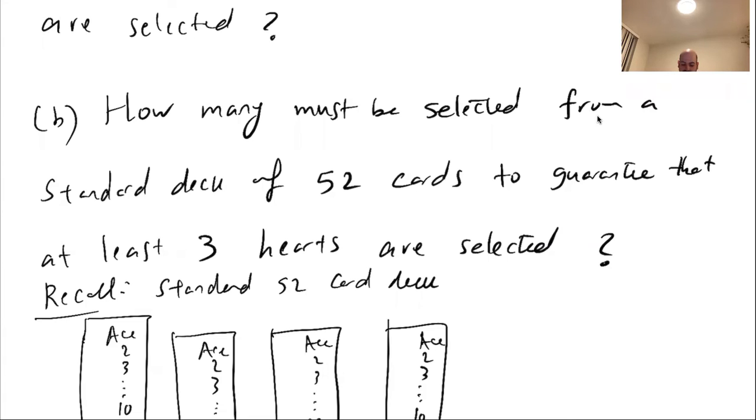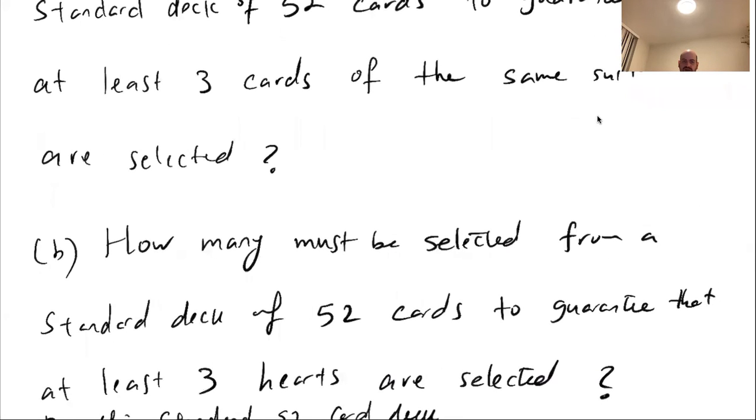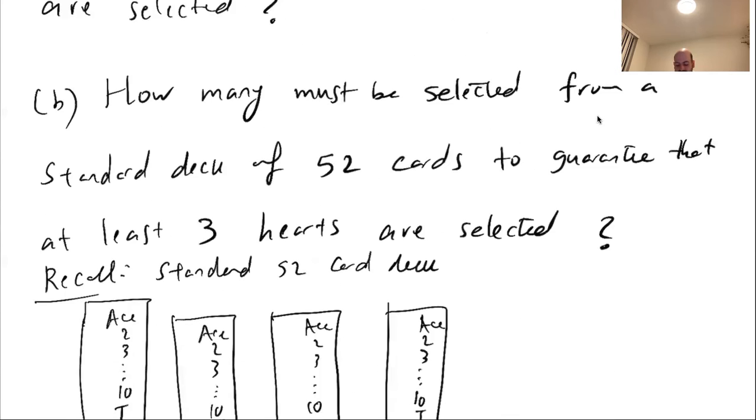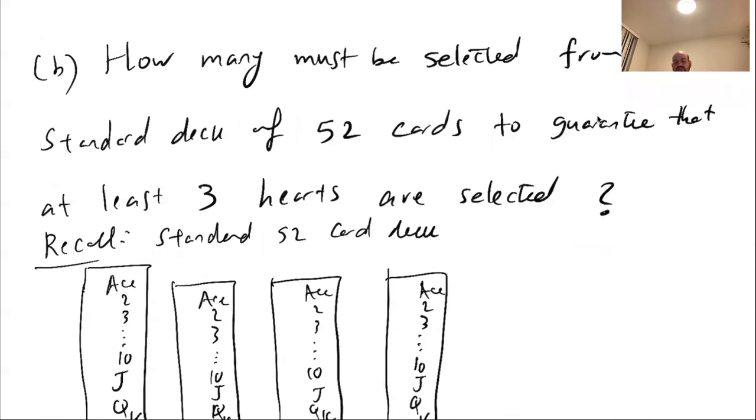So what is the difference? For example, if I have 3 cards which are all clubs, 3 clubs is acceptable in part A, but is not acceptable in part B, because in part B I am only asking for 3 hearts. So 3 clubs is not acceptable, or 3 spades is not acceptable, and so on. So how can I guarantee having at least three hearts?